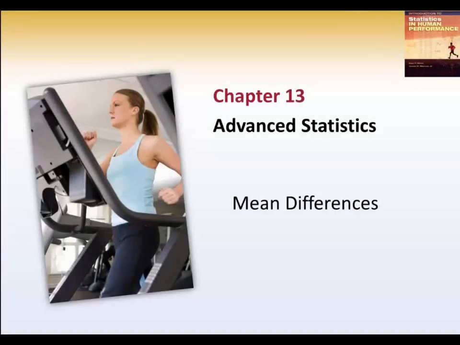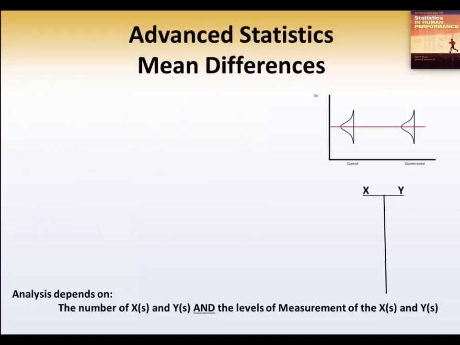We now turn to tests of mean differences. Again, we'll first review some of the statistical procedures that we've already presented and talk about a few advanced topics. Importantly, remember, all of these procedures deal with the relationship between x and y, and the analysis depends upon the number of x's and the number of y's, the number of independent variables and dependent variables, and the levels of measurement associated with the x's and the y's.